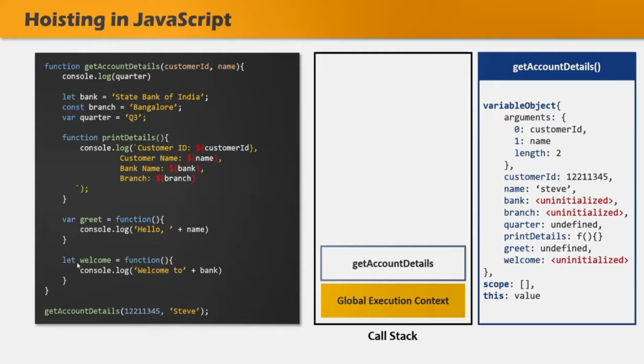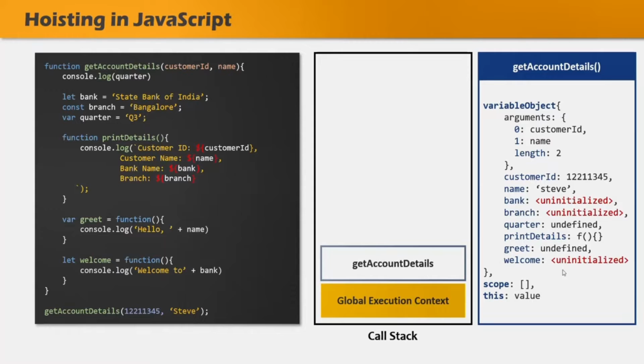Then we have another function that we are also creating using function expression syntax. But here we are assigning this function to a variable called welcome, and that variable has been created using the let keyword. So a property with this name will be created in the variable object, and since that variable is created using let, that will be assigned with uninitialized.